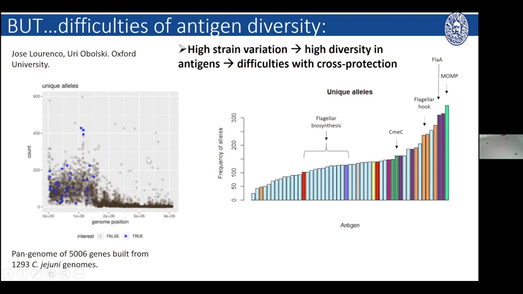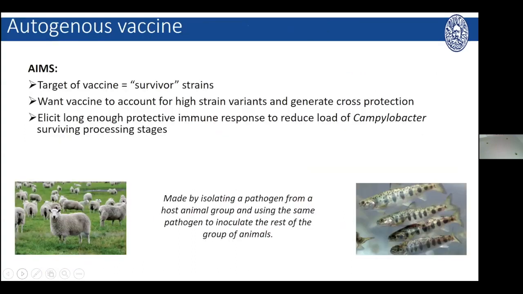This gives an indication as to why it has been so difficult to make a vaccine for Campylobacter. If we want a vaccine to work for Campylobacter, we would like to target strains that are surviving, so the ones that are actually causing infection in the first place. We want to account for the high strain variability and generate cross protection, so we're targeting lots of different strains, and also it must elicit a long enough protection to keep the levels of Campylobacter low.